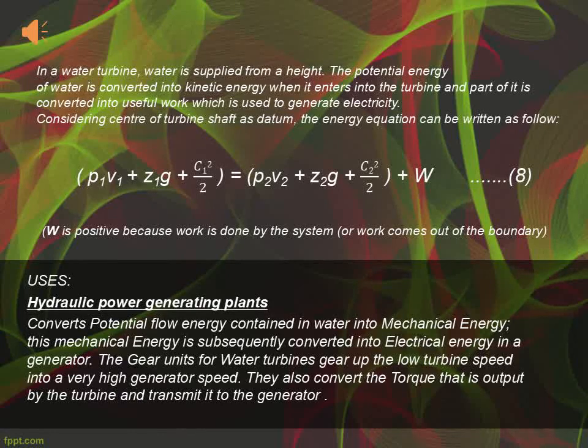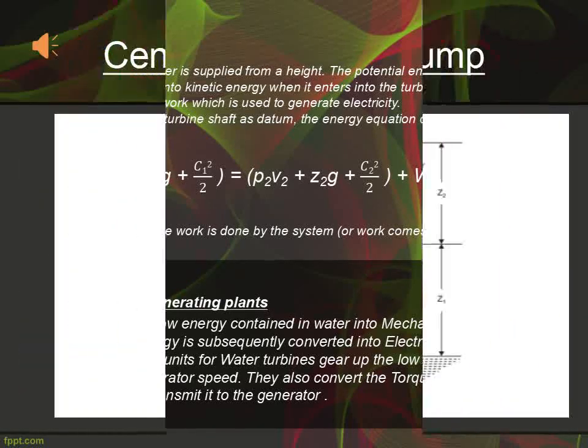Now let us look at the uses of water turbine. Water turbines are used in hydraulic power generating plants, where it converts potential flow energy contained in water into mechanical energy. This mechanical energy is subsequently converted into electrical energy in a generator. The gear units for water turbines gear up the low turbine speed into a very high generator speed. They also convert the torque, that is the output by the turbine, and transmit it into the generator.